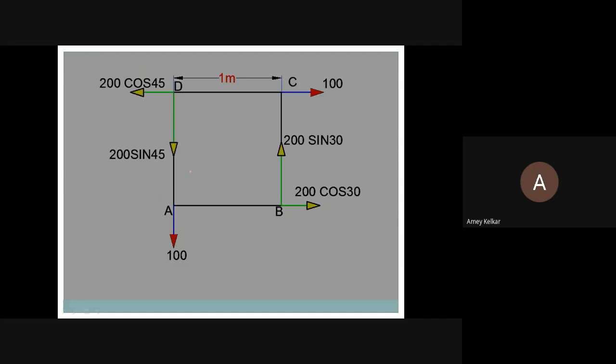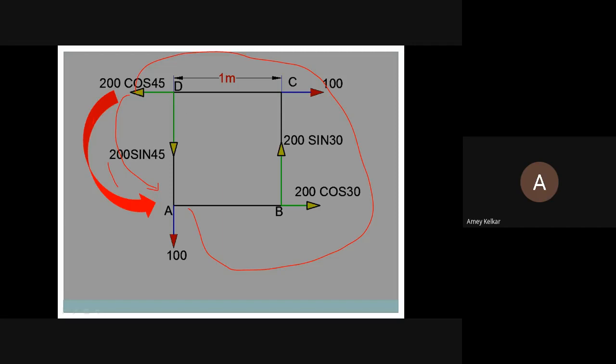Now let's take one force and see whether it causes clockwise moment or anti-clockwise moment. One more hint or shortcut is that we have to trace the shortest path by which that force can reach point A rotation-wise. This force, 200 cos 45, will rotate in which direction? Anti-clockwise to reach point A. This force will come like this, not like that, which would be a long path. It will come like this, inside.